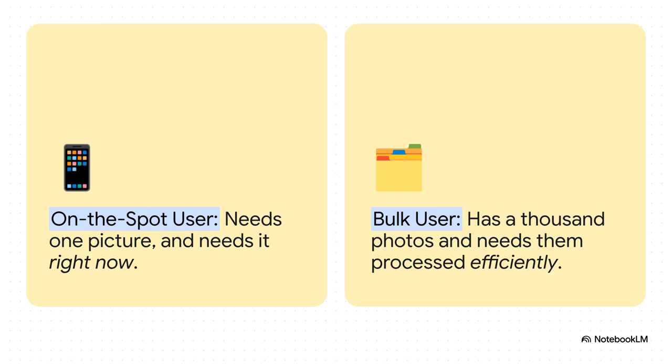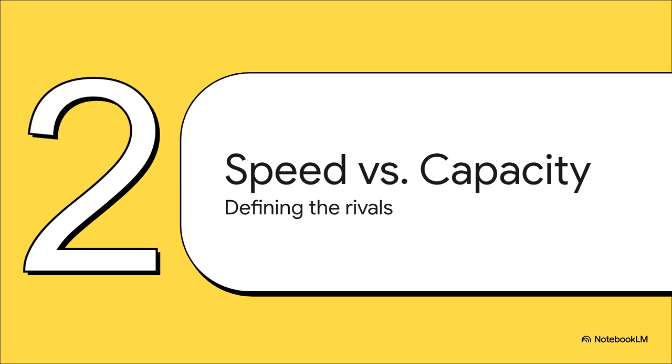Then, on the other side, you have the bulk user. This person's a researcher, and they have 1,000 dog photos to process for a project. They don't really care how long any single photo takes. They just want to get through their entire batch as fast as humanly possible. So these two very different customers perfectly represent the two competing goals in any system's performance.